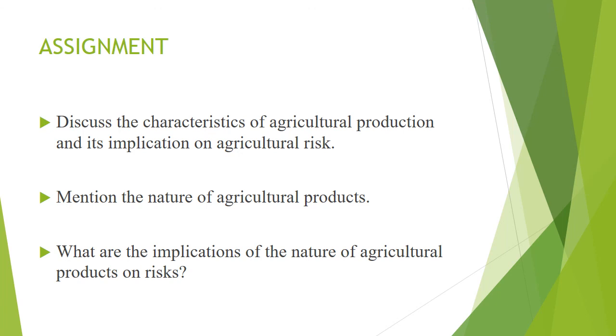You can go and do these assignments. The assignment is: discuss the characteristics of agricultural production and its implication on agricultural risks. Mention the nature of agricultural products. What are the implications of the nature of agricultural products?